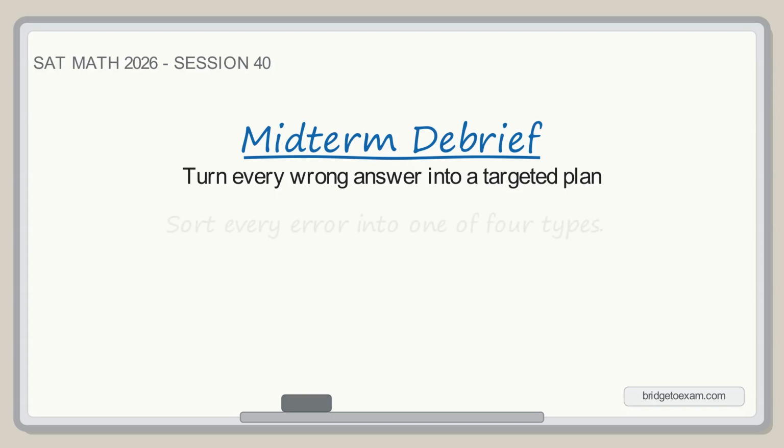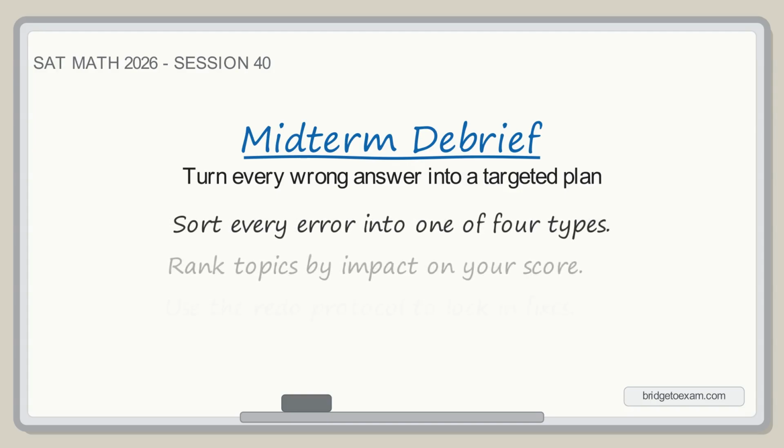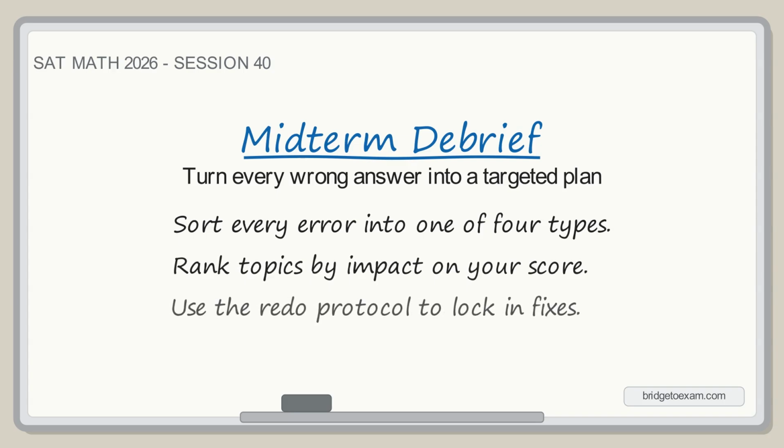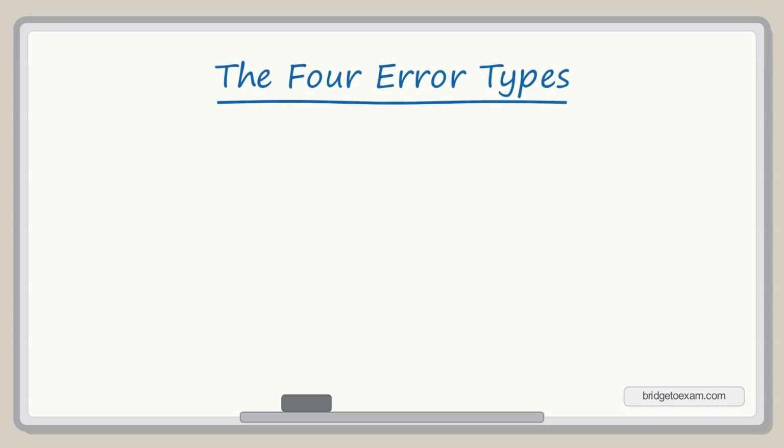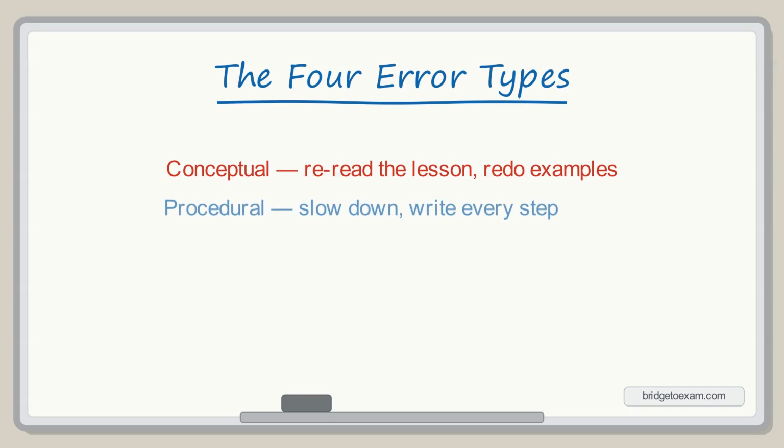You will sort every error into one of four types, rank your weak topics by impact, and use the redo protocol to make the fixes stick. For every missed question, assign exactly one cause. A conceptual error means you didn't understand the idea, so reread that lesson and redo its examples.